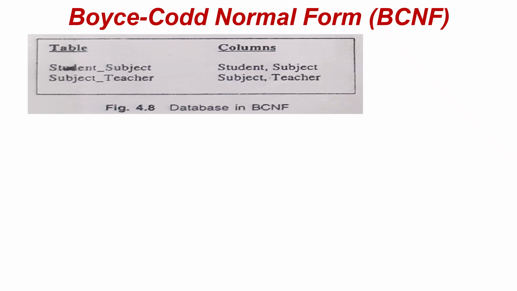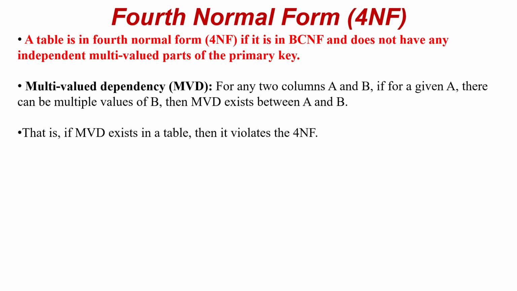For Boyce-Codd normal form, we have a table student-subject and subject-teacher, and the columns are student comma subject and subject comma teacher. And the third one, with only the teacher we can't find it, so it is not a candidate key, so we can remove it.